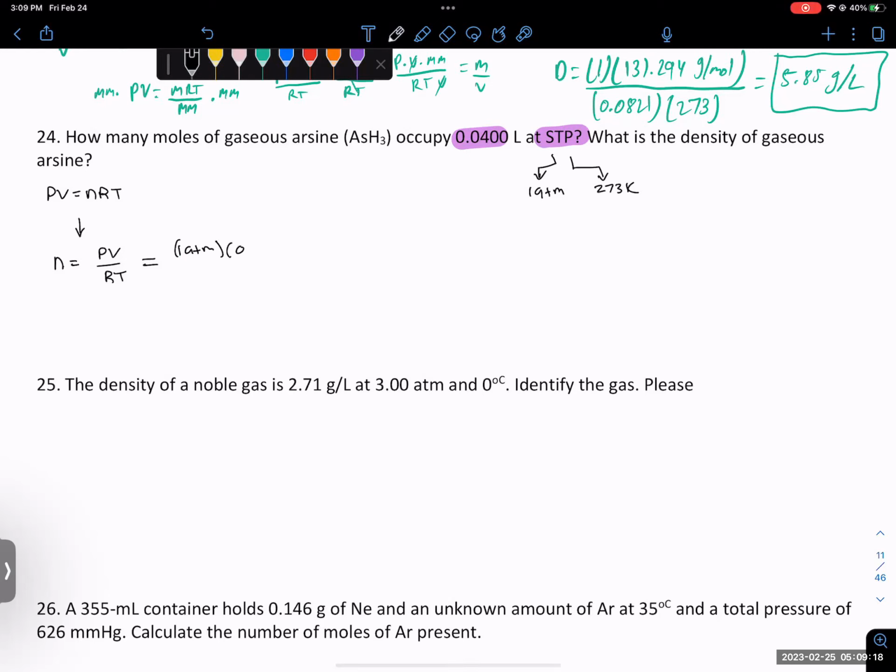So 0.04 liters. And we have R, 0.0821, and 273 Kelvin. Were y'all able to get this far at least? Yeah, and what did y'all get when you put this in the calculator? You didn't put it in the calculator? What? Why not?